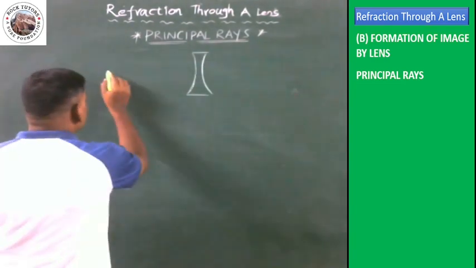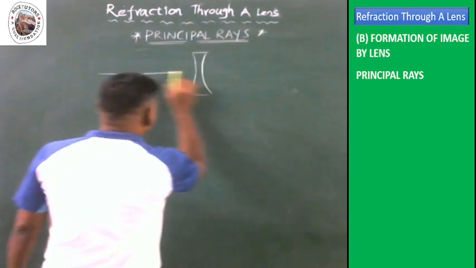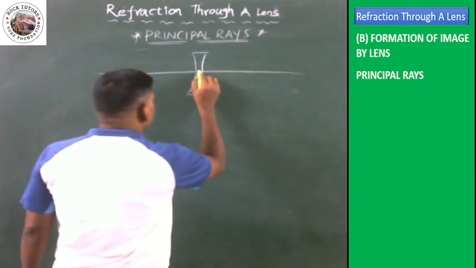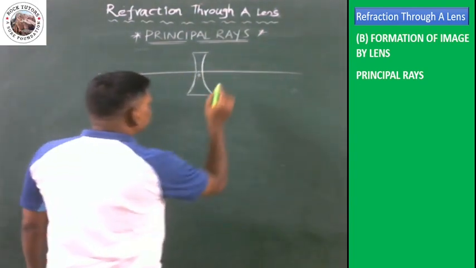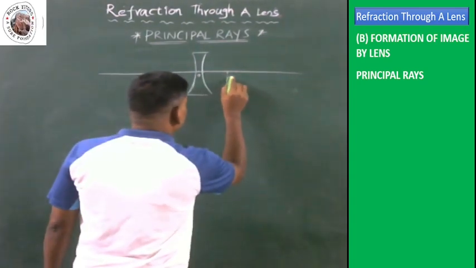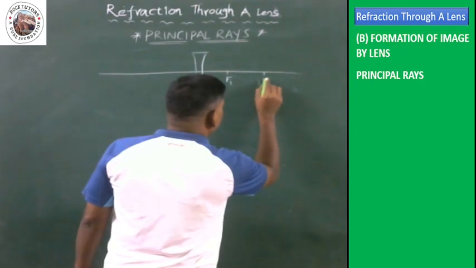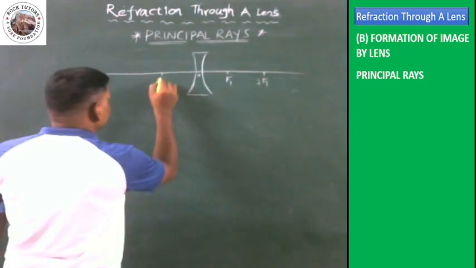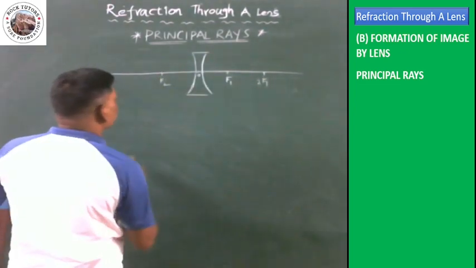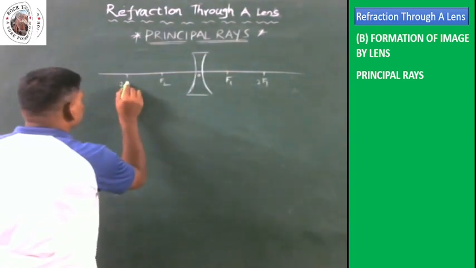For concave lens also same. Principal axis, optic center. Here this is F1, 2F1, F2, 2F2.